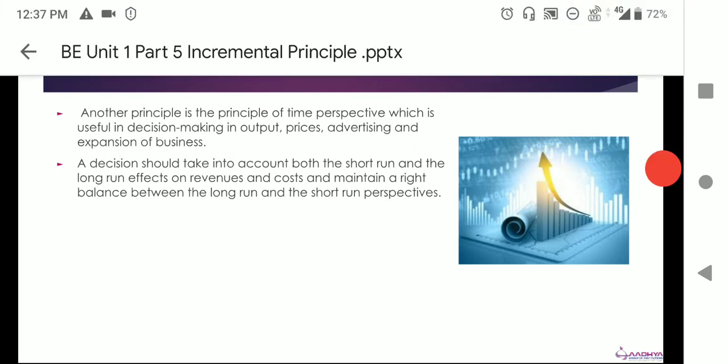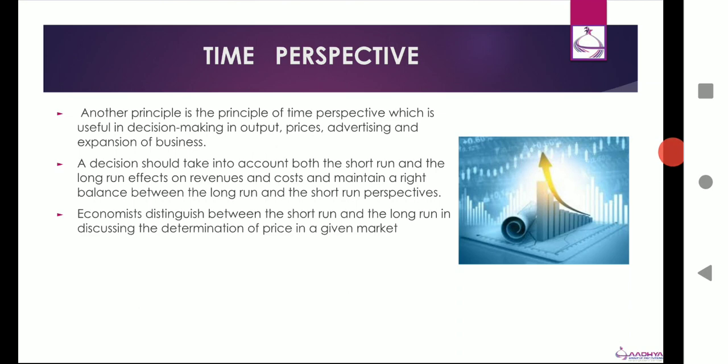For this, they have to look at what type of costs they are having. Are they having fixed costs? Are they having variable costs? And what costs will they be able to pay from their current profits or from their current revenue? So economists distinguish between the long run and short run in discussing the determination of price in a given market, because the competition is different, the costs are different, and all other aspects regarding production are different.